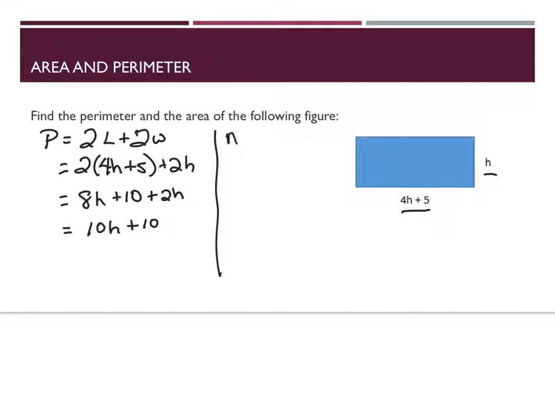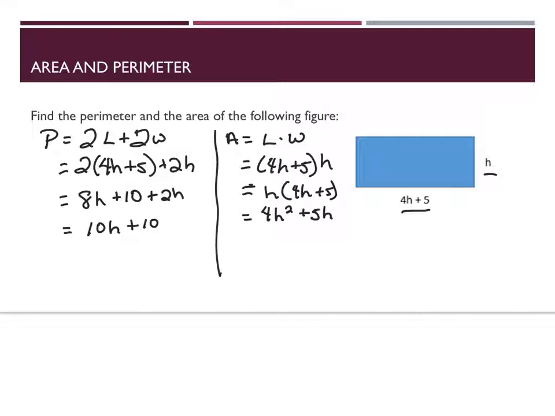If I want to do area, area is length times width. The length is 4h plus 5. The width is just h. Again, this is the same as if I had the h in front. Sometimes it's easier to look at it that way, so that when I distribute, I do 4h times h is 4h squared. H times 5 is 5h. Again, I have no units, so that's as simplified as I can get. That's my final answer.